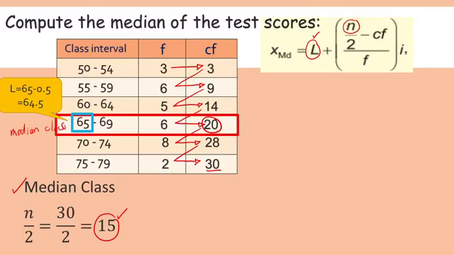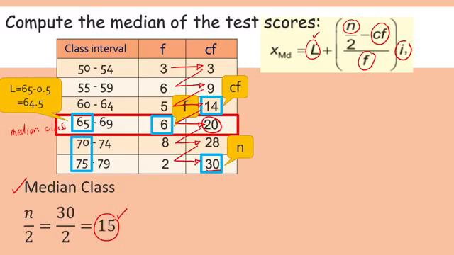Next, what is our CF? What is the CF above our median class, before it? 14. There you go. By the way, our N is 30. Our CF is 14. Correct. Okay? So, our CF is 14. What about the F? 6. Okay. Thus, the frequency of the median class. What about the I? The class size. Yes, that one is F. For the class size, we subtract.